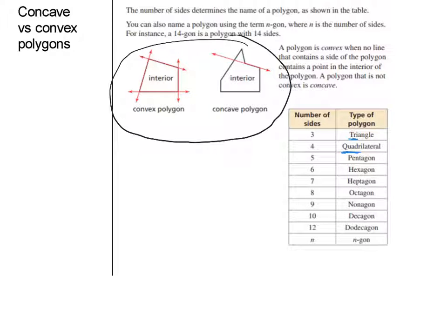Quad meaning 4, so quadrilateral. Penta meaning 5. Hexa meaning 6. Hepta meaning 7. Octa meaning 8, nonagon 9, decagon 10, dodecagon 12. Now, if you don't want to name them by those special names, you can always call it a 12-gon or a 13-gon, but we save the n-gon thing for anything typically above 12. So these are common types of polygons.